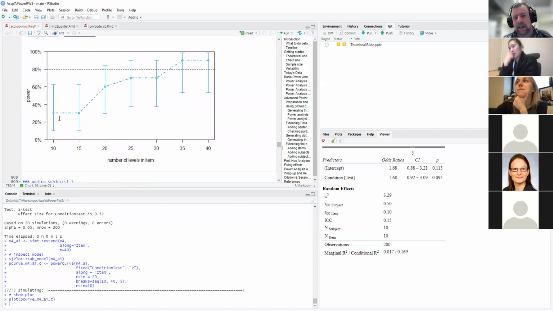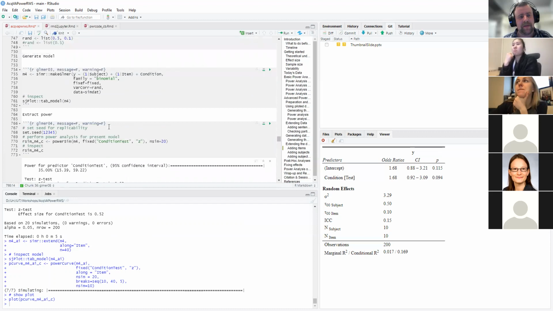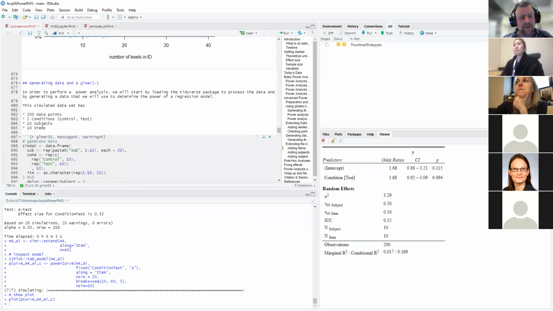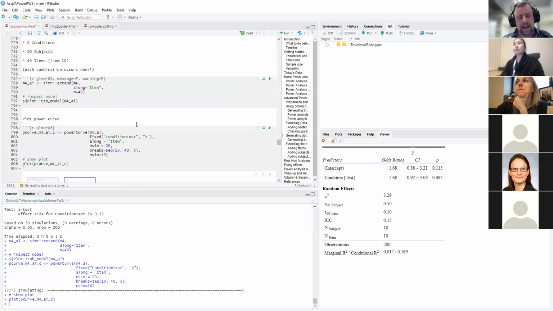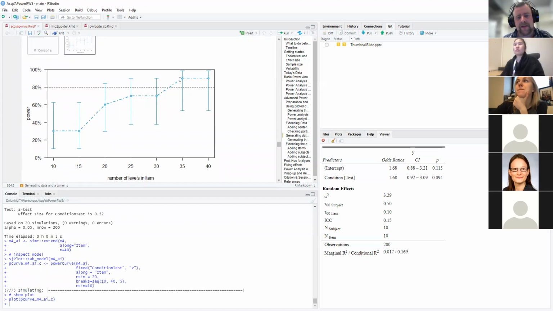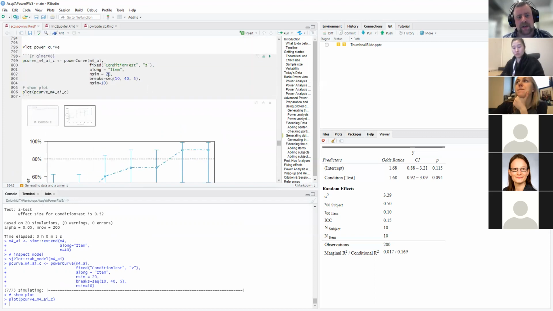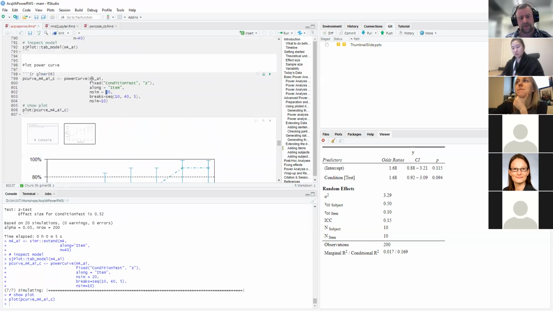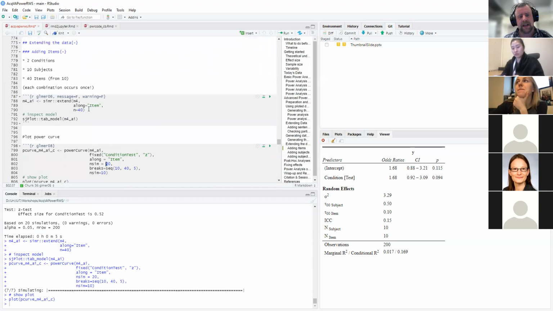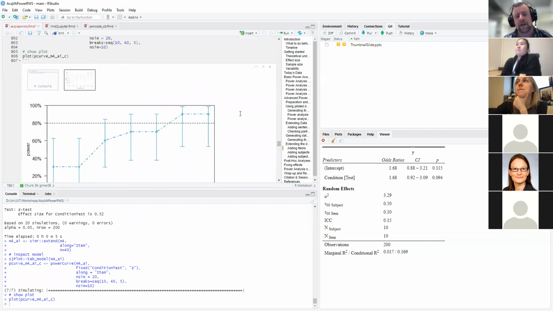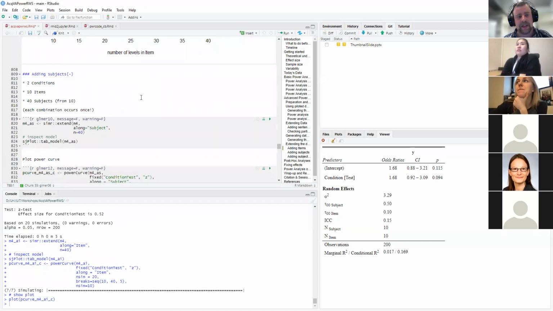All right. So here we can see that if we keep the subjects constant, so if we have the 10 subjects, then we need at least 35 items to breach the 80% power threshold. And again, 20 simulations aren't enough. I just don't want to increase the number because it would take too long. So what you do here is really increase the number of the things that you'd like to extend on. Can be participants or subjects, can be items. You set a number, and then using the power curve, you can check where it crosses the line. And then you can check in more detail and increase the number of simulations.